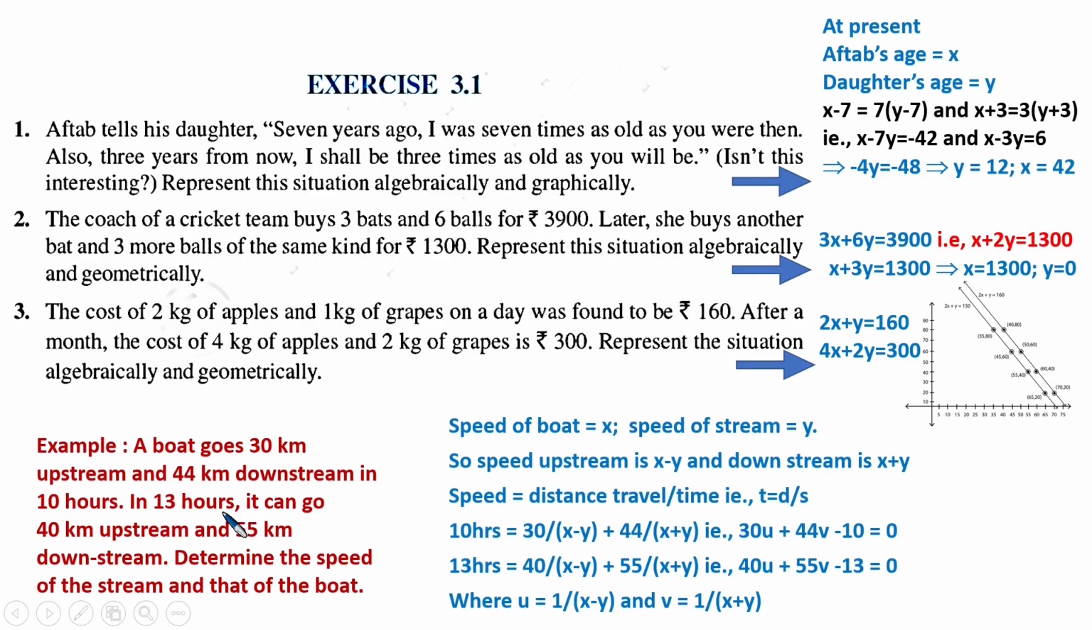And again it says in 13 hours it can go 40 kilometers upstream and 55 kilometers downstream. So again I write 13 hours, 40 by x minus y is upstream and this is 55 kilometers downstream. So again I can write 40u plus 55v minus 13 equal to 0. So I have now two sets of equations. Now I can easily solve it by any one of the three methods which I have shown. I want you all to solve it. I will not do each and everything because it may be boring for some. Here u is 1 by x minus y and v is 1 by x plus y. Once you get u and v, then you can get x and y also, because you will get another set of equations in terms of x and y, and then you can solve again for x and y.